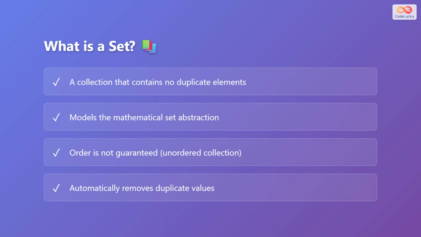A set is a collection that contains no duplicate elements. Think of it like a mathematical set where each element appears only once. Sets are unordered, which means the elements don't have a fixed position or sequence. The key benefit is that sets automatically remove any duplicate values you try to add, ensuring every element is unique.